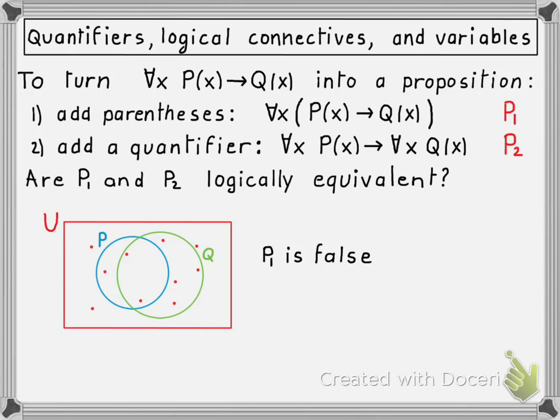Now, I want to convince you that in this case, P2 is true. Notice P2 is a conditional, so it's true if its premise is false. And what is the premise? Premise of the conditional says for all x, P of x. Well, is it true in this particular case that P of x is true for every element in the universe? And the answer is no. So this element is such that it's not in P. So P of x is false for this element. Therefore, for all x, P of x is false. And therefore, false implies anything is true. Therefore, P2 is true. Since P1 and P2 have a different truth value in at least this one situation, they are not logically equivalent.